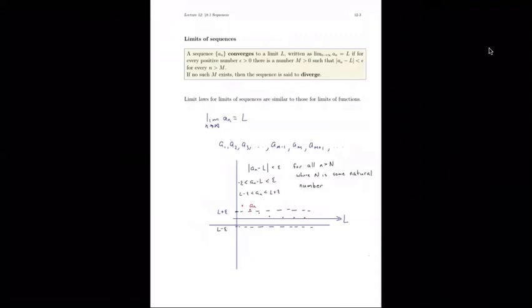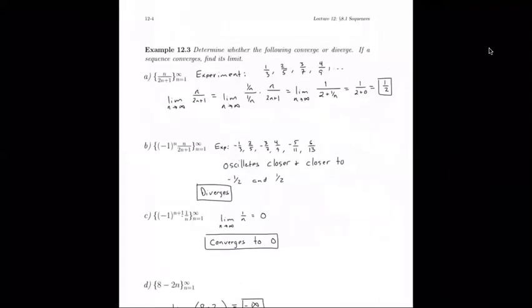We'll rely on some facts about convergence of functions and then a nice little mapping theorem between the two. For now, let's try to get some intuition. In the second video on this section, we'll cover the actual techniques that we use to prove these limits or actually come up with them. So let's have a look at a few of these. We're asked to determine whether the following converge or diverge. If it converges, find its limit. Okay, so the first sequence is n over 2n plus 1, n equals 1 to infinity.